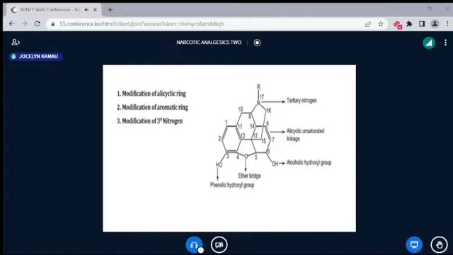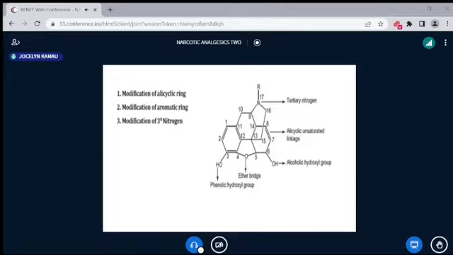So we have just mentioned, and you have an idea of what happens when you modify these groups, but now I want us to look at each and every one of them. So this is our morphine, that is our structure of morphine. And what are we saying? We are saying we can do modifications at several areas. The first modification we can do is on the alicyclic ring.